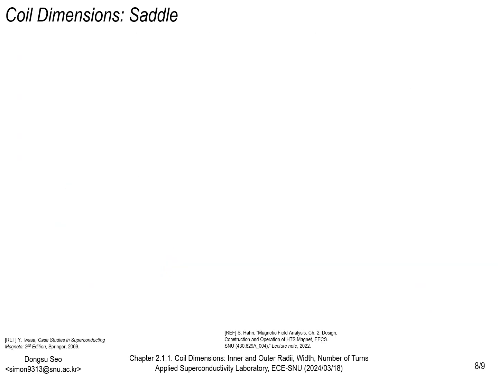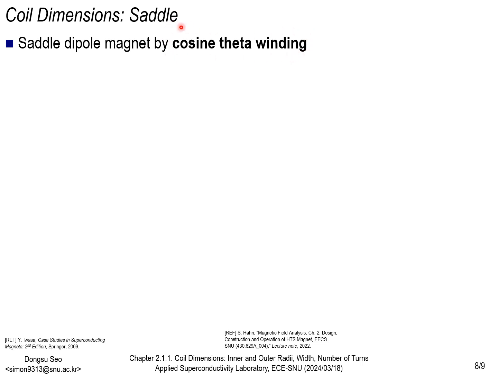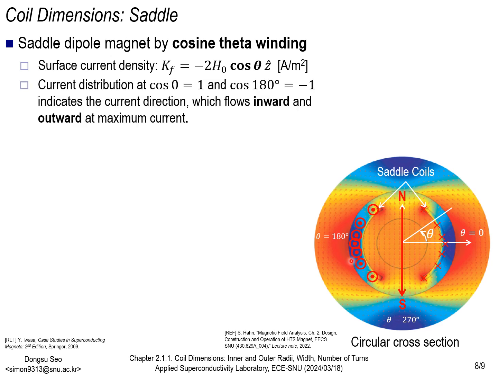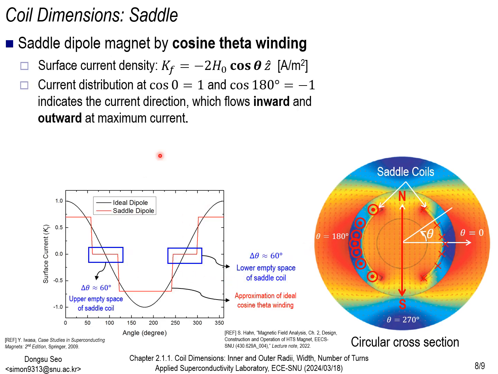The second significant feature of the saddle coil is the cosine theta winding. The expression for the surface current density that flows through the saddle coil contains a cosine function. So, in the circular cross-section of the saddle coil, the maximum current flows at 0 degrees and 180 degrees, which connects to the cosine theta function on the left figure. For this reason, we use the cosine theta function for the saddle dipole magnet.